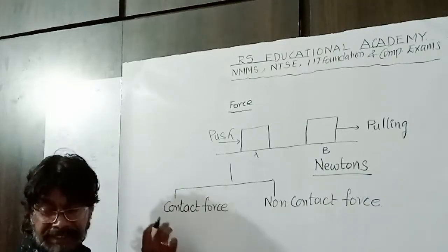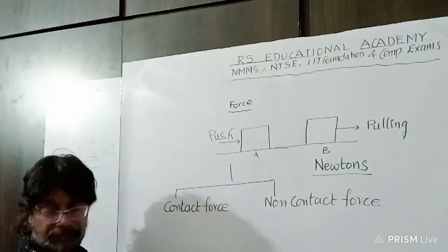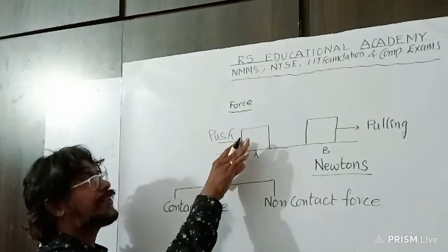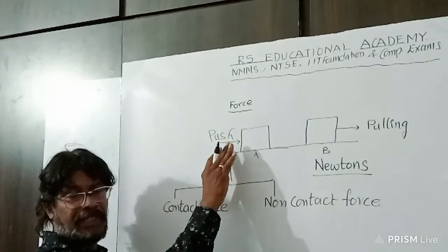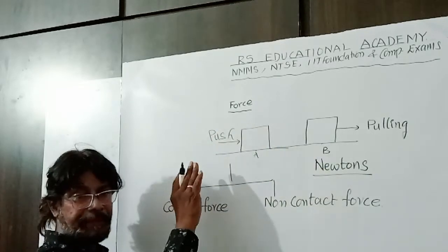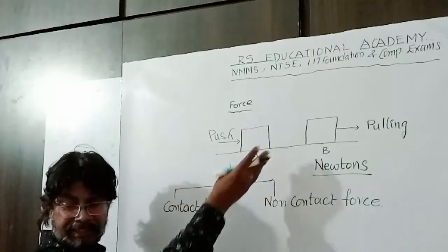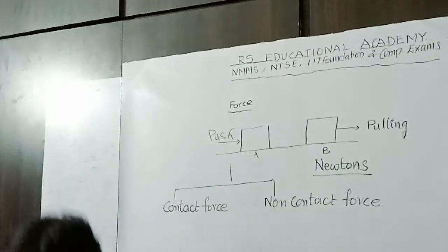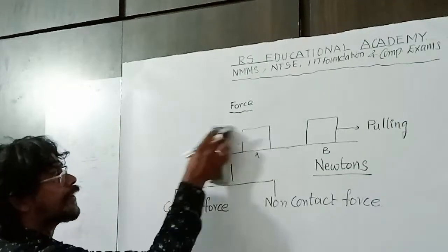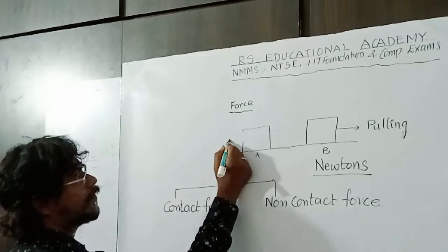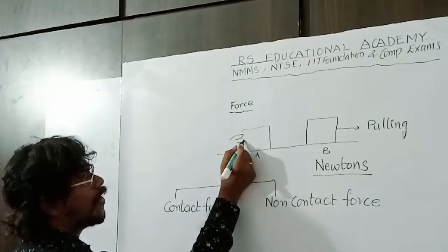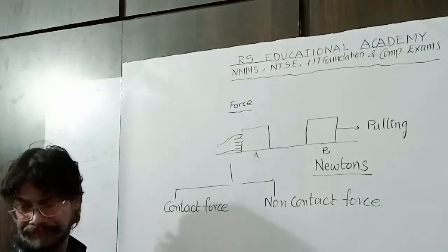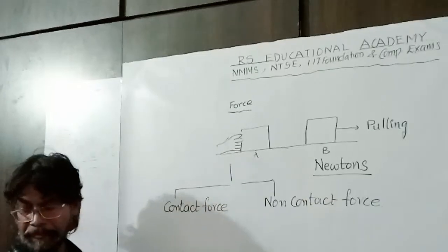So what is a contact force? The force which is applied directly by contacting an object to change its position or to change its shape is called a contact force. Suppose I am pushing this object with my hand. So contact. By contacting, I am pushing this. So this force is called contact force.